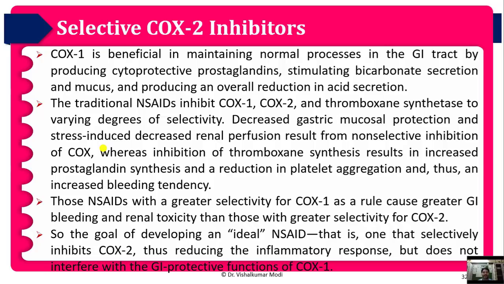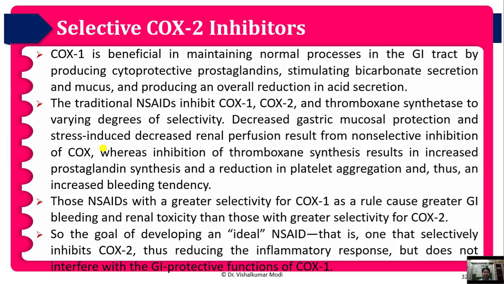The traditional NSAIDs inhibit COX-1 and COX-2 and also inhibit thromboxane synthase to varying degrees of selectivity. Decreased gastric mucosal protection and stress-induced decreased renal perfusion result from non-selective inhibition of COX, whereas inhibition of thromboxane synthesis results in a reduction in platelet aggregation and so an increased bleeding tendency.